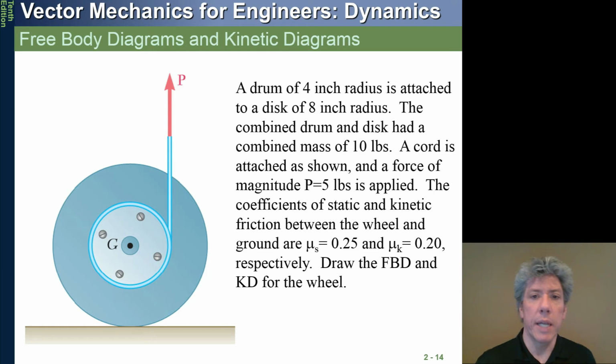Okay, here's another one. Here's a problem we'd like to work through. A drum of 4-inch radius is attached to a disc of 8-inch radius. The combined drum and disc has a combined mass of 10 pounds. A cord is attached as shown, and a force of magnitude P equals 5 pounds is applied. The coefficients of static and kinetic friction between the wheel and ground are 0.25 for static and 0.2 for kinetic. Draw the free body diagram and kinetic diagram for the wheel.